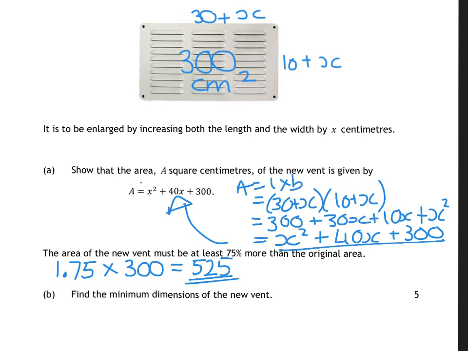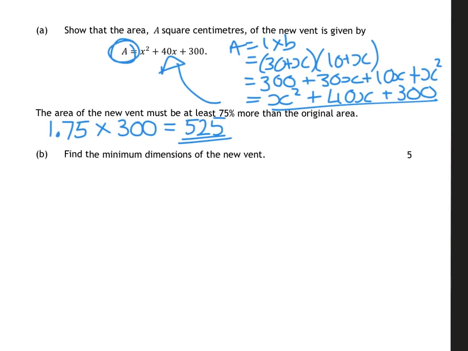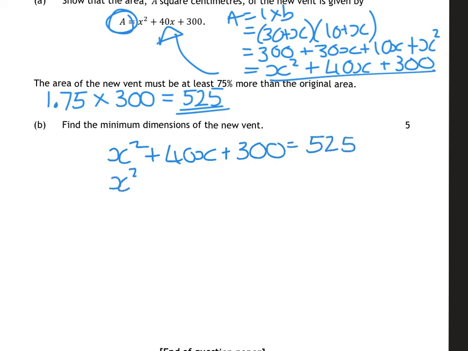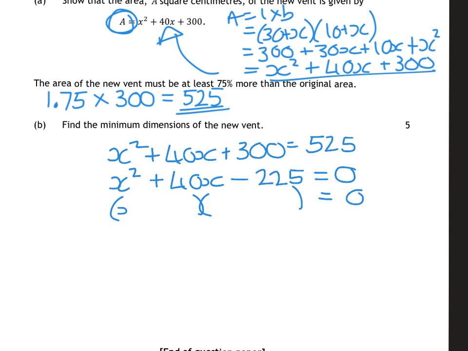So I'm going to replace A with my 525. So what I've got is x squared plus 40x plus 300 has to equal 525. I'm going to bring the 525 to the other side. 300 take away 525 leaves me with negative 225. Now at this point you have a trinomial equal to 0. There's no mention of decimal places, so it is a case of factorising.